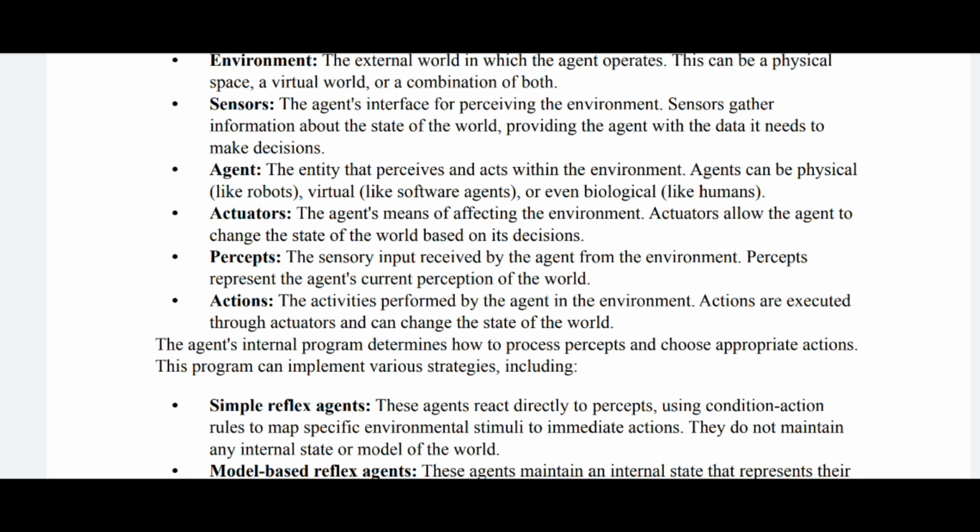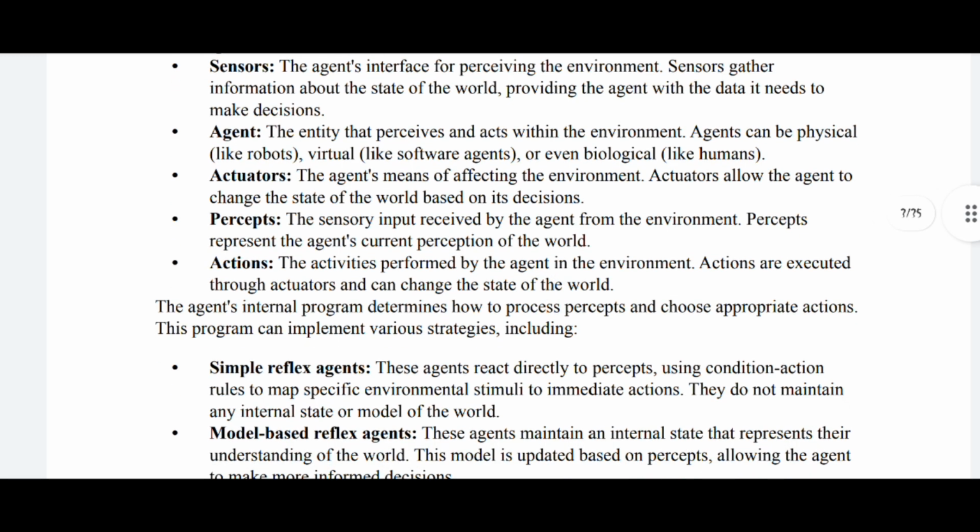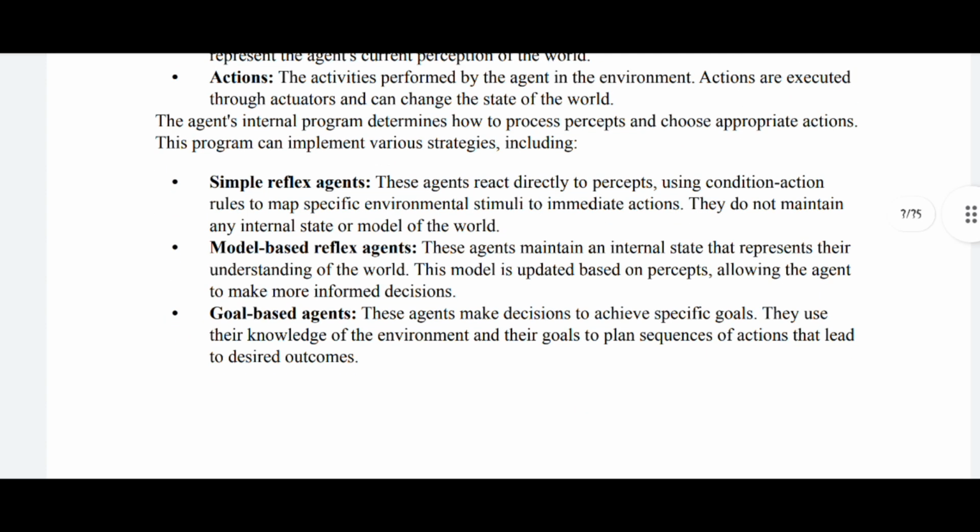So actuators make a decision using sensors, agents and the environment. Percepts mean receiving information through the agents from the environment. Percepts represent the agent's current perception of the world. Actions are what we give after the actuators work.